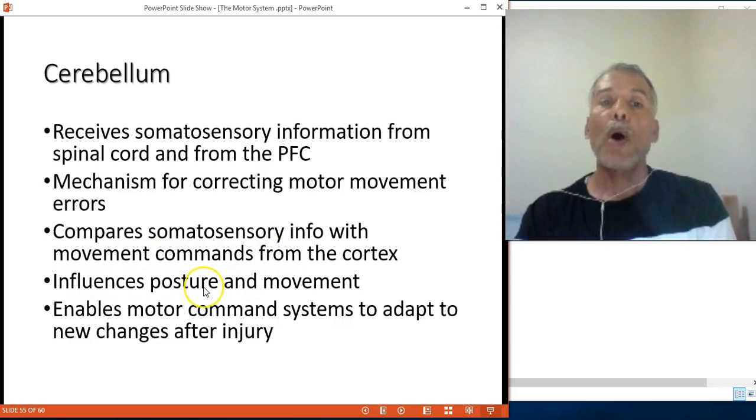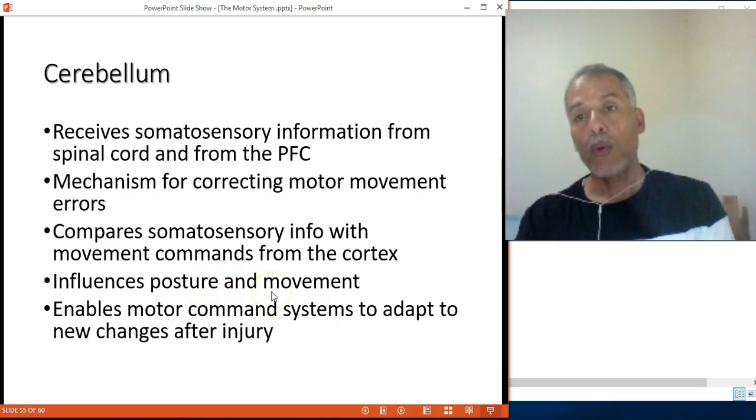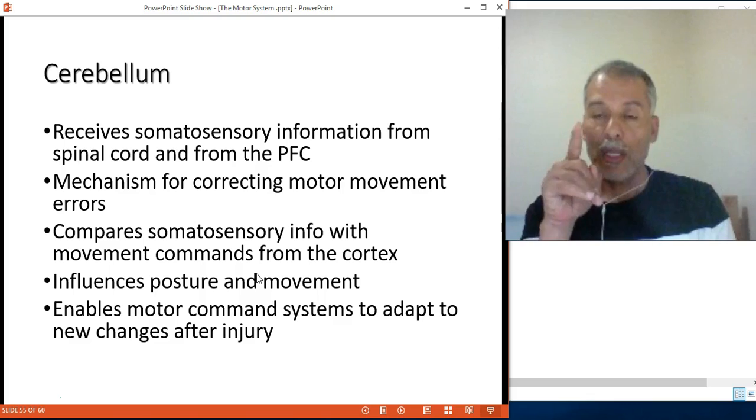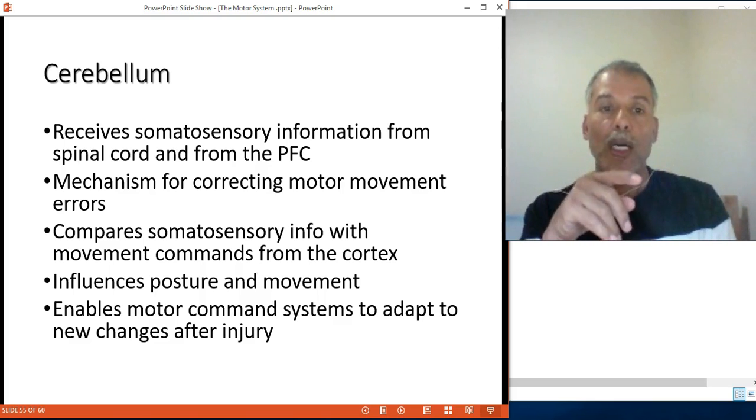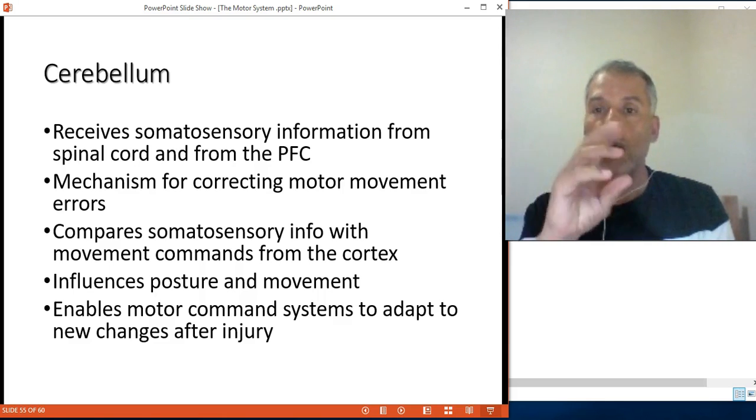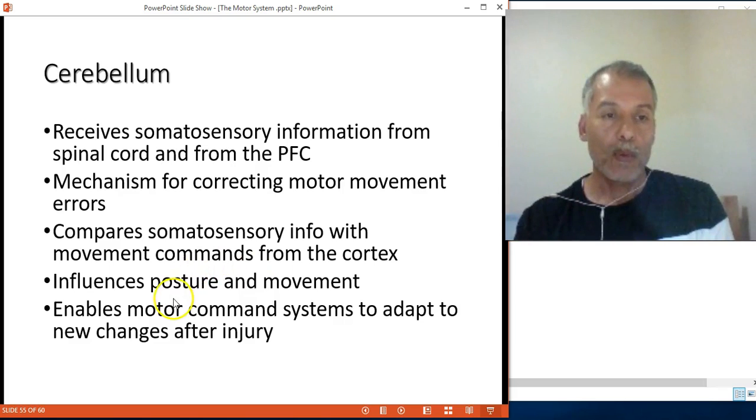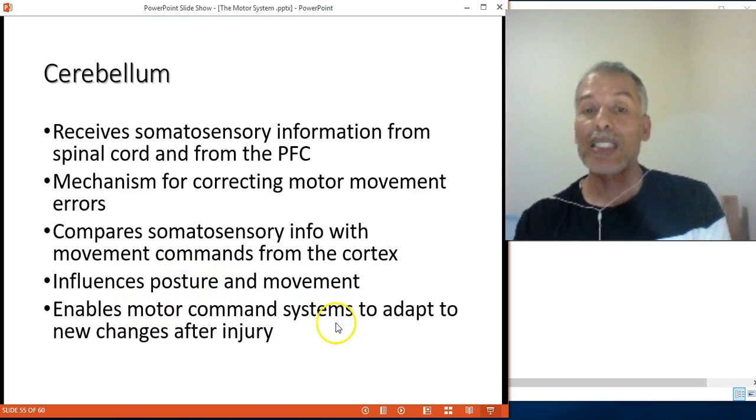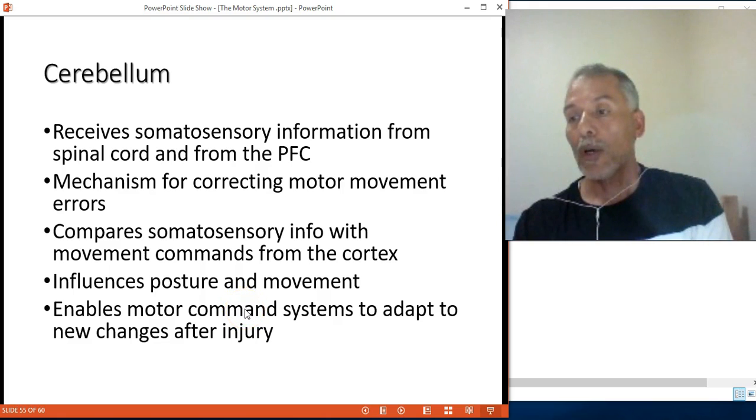And it influences the posture and the movement. How, for example, the tongue, does it go in the location that it needs to go? How does it perform in terms of space, the movement that it does? It enables the motor command system to adapt to new changes after injury. So if someone loses functions, they get injured, it is the cerebellum that enables them to relearn the movements and to adapt to the damage.